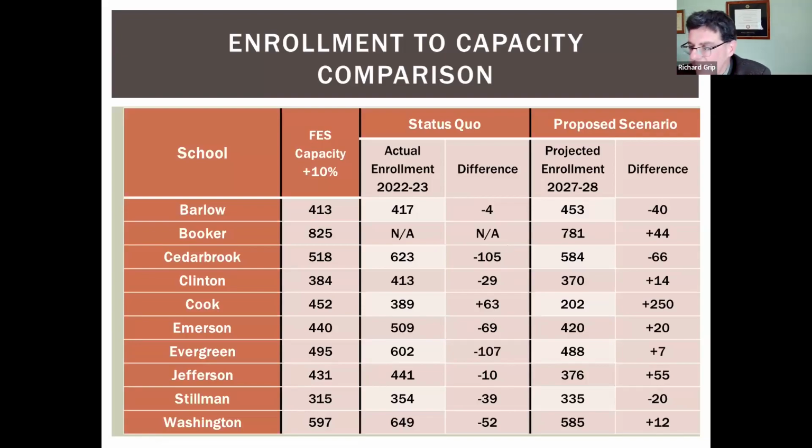Overcrowding is for sure. So with Booker coming online and using the proposed scenario and now looking out 5 years, how does that change things? Well, a lot of those negatives have now turned to positives, which means you will have surplus seating in those buildings. There will still be 3 buildings that will have a shortage of seating. That would be Barlow, Cedar Brook, and Stillman. But to be honest with you, maybe Stillman's a little bit on the higher side, but Barlow and Stillman are not very high in terms of having what's called inadequate seating or unhoused students. You certainly should be able to accommodate those students without any major difficulties.